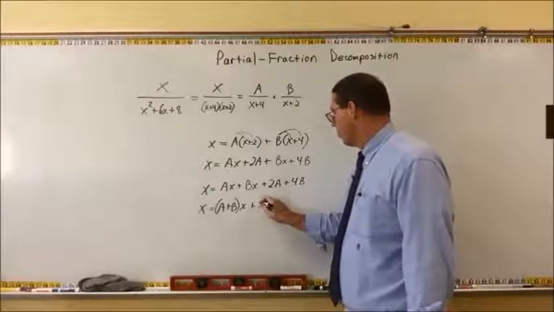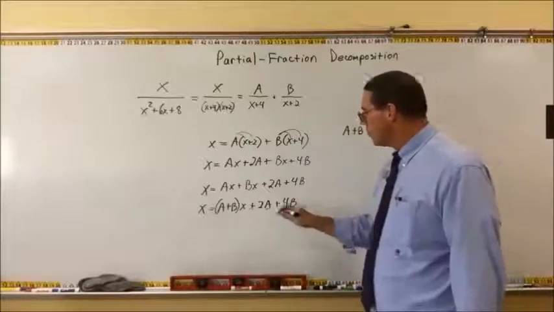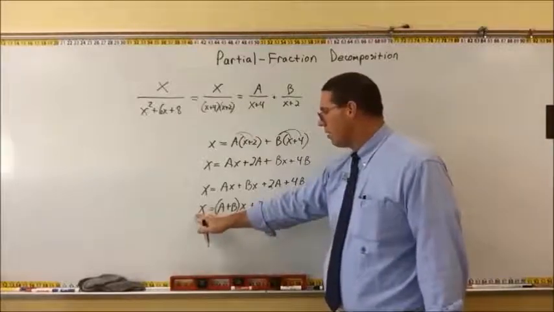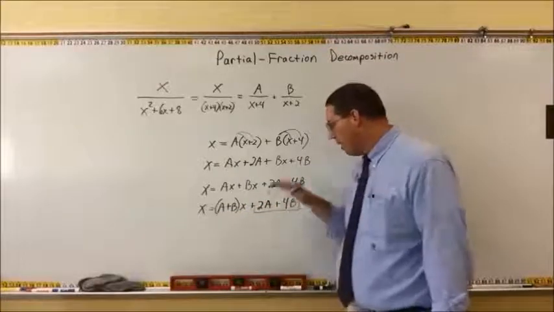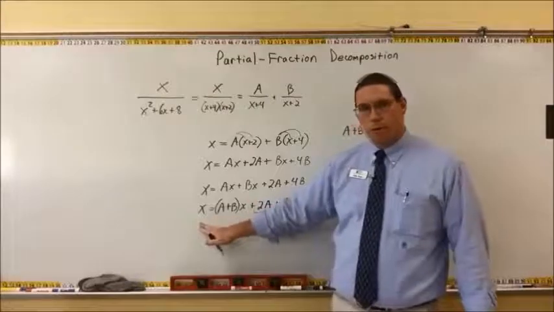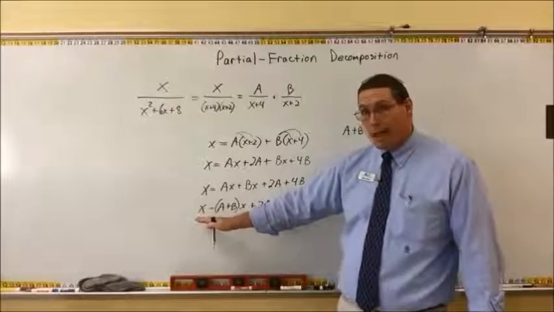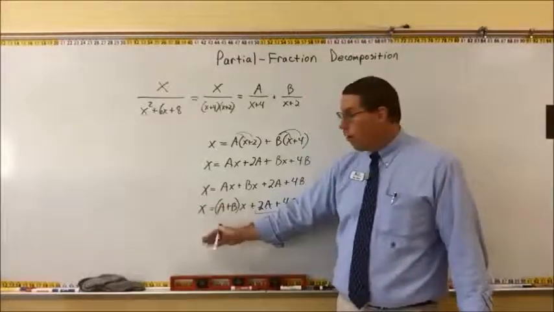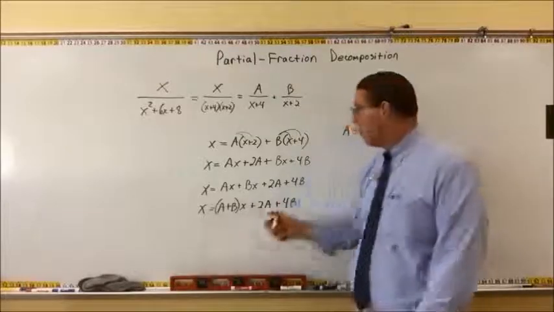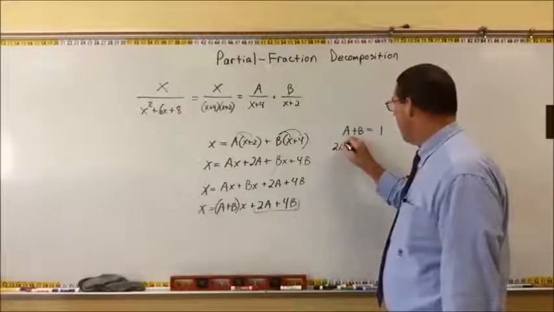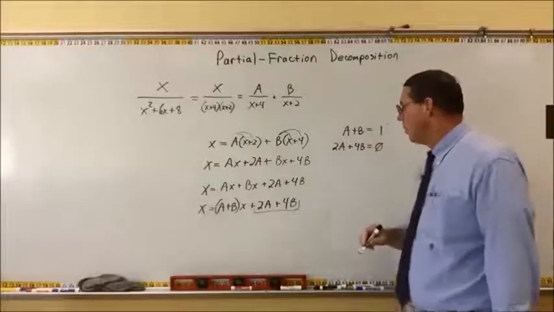Now bring down the plus 2A plus 4B. Now, this is interesting. Last time we had a constant here. This time we don't have a constant. So this 2A plus 4B is representing the constant over here. What is our constant, though? If there is no constant, meaning a number without a letter, it must be 0. So therefore, 2A plus 4B must be equal to 0. So we're going to write that down.